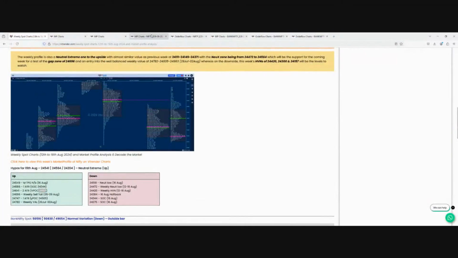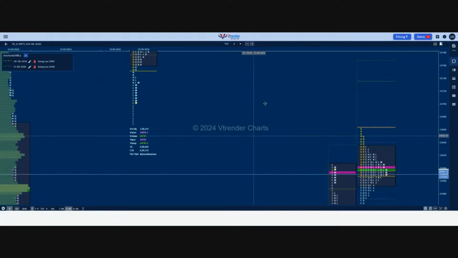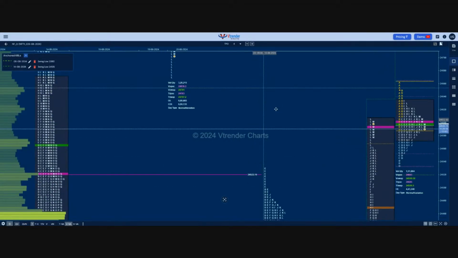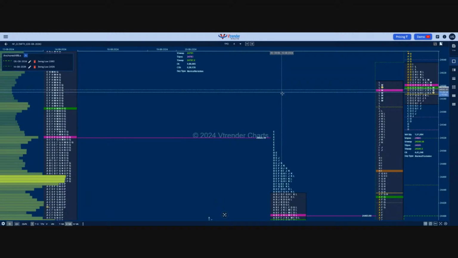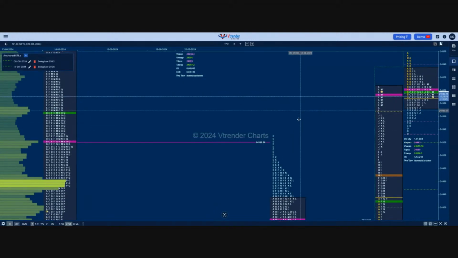A quick look at the Nifty futures chart. So we'll finish up with the Nifty and then we'll move on to Bank Nifty, both spot and futures.